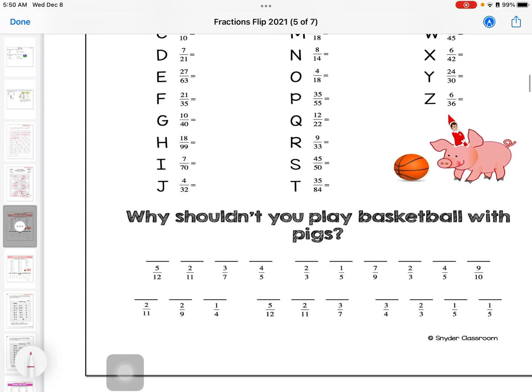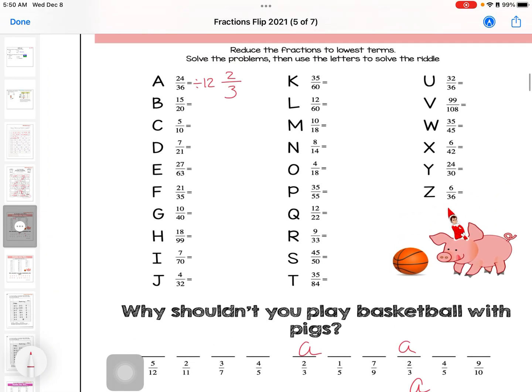Then I go down here, and if I see a 2/3 anywhere, I'm going to place an A above it. Know that not all the fractions are down below here. So you're going to simplify from A to Z. Some will go down there to answer the question, why shouldn't you play basketball with pigs? But some of them are not going to be up there, and those will be the ones we'll definitely correct and take a look at in class.